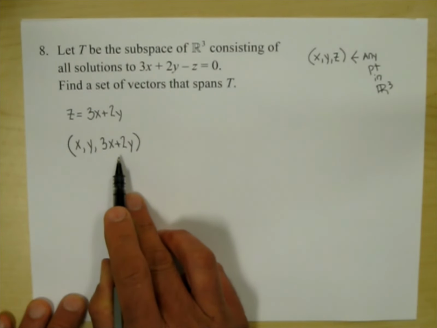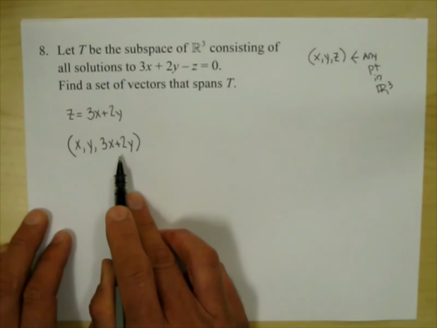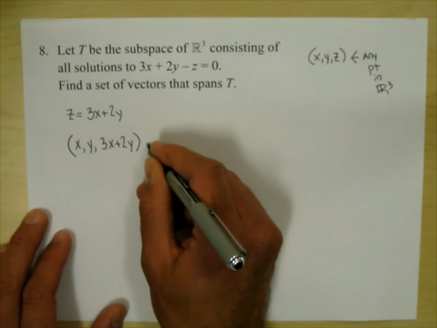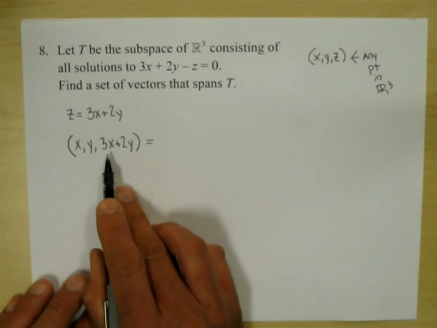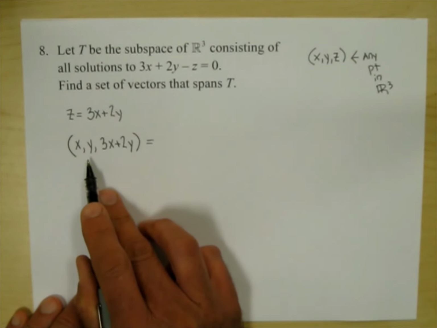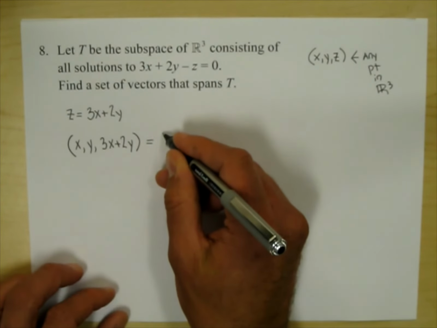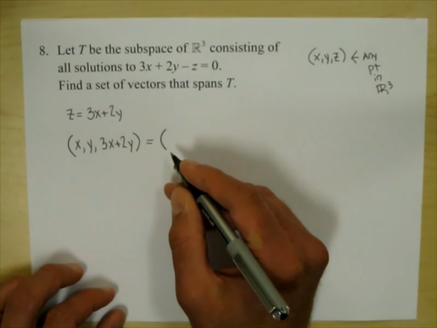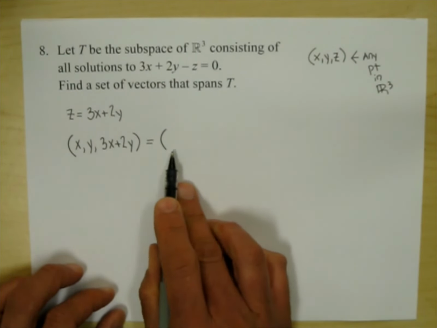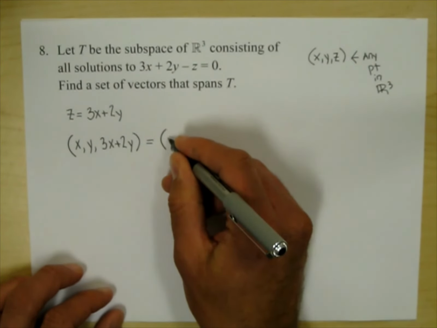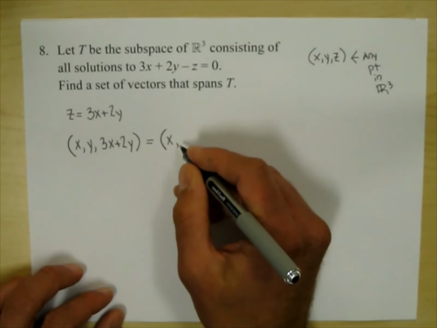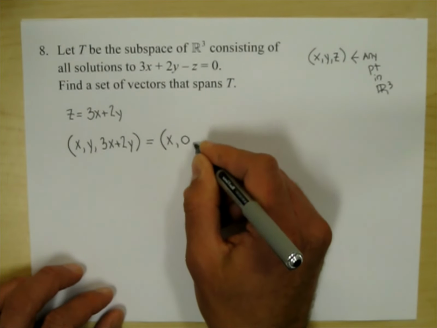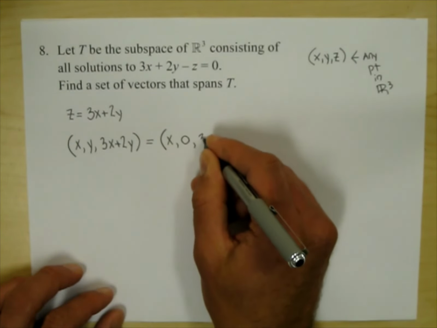So let's continue on this. What I want to do is split this vector up into 2 vectors by addition. On the first one, I just want to put the ones that have x's in them. So watch this. Here's x. The second coordinate does not have any x's, so I'm going to put a 0 there. And the third coordinate, we could put a 3x.